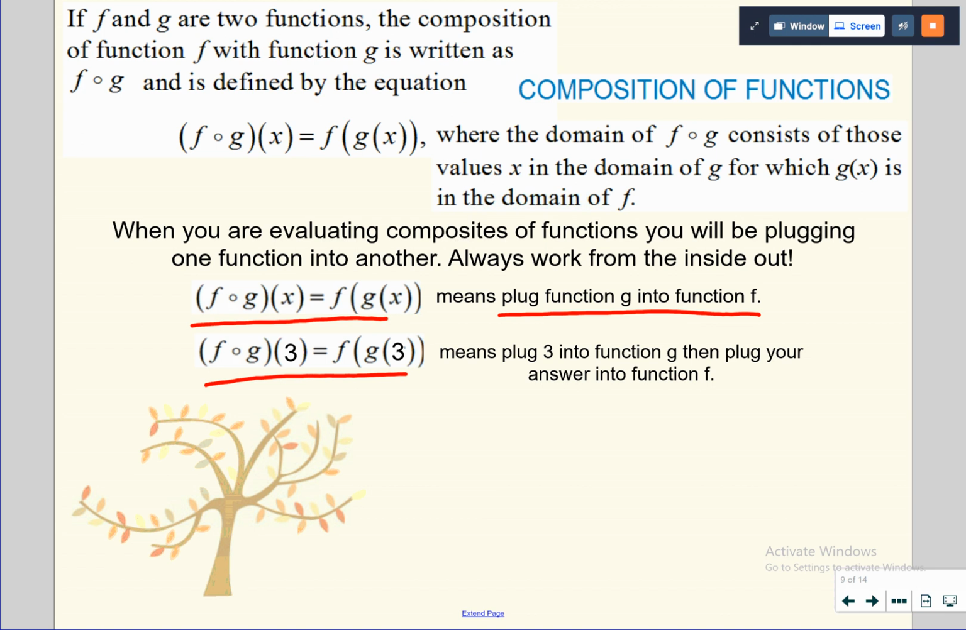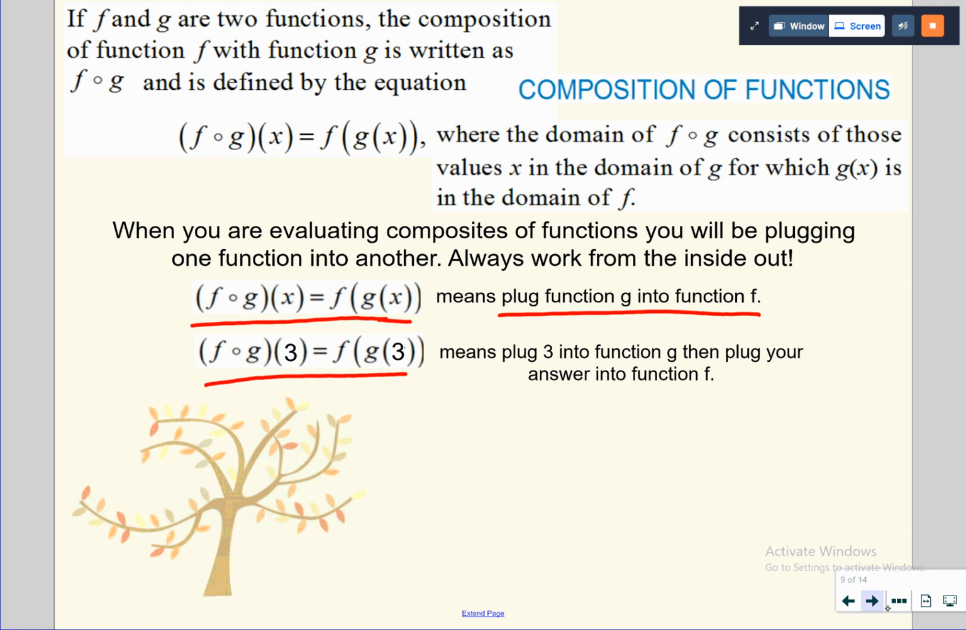Sometimes you'll see an x there. Sometimes you'll see a number there. If we see an x there, it means we're just plugging a function into another one and getting a new function. Your answer is a new function. If there's a number there, we're plugging one number into the first function, that answer into the second function, and you're going to get an answer out. Okay, so a variable gives us a new function, a number gives us a solution that we're looking for.